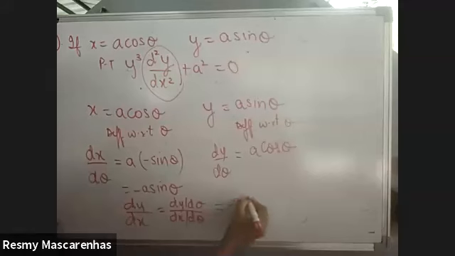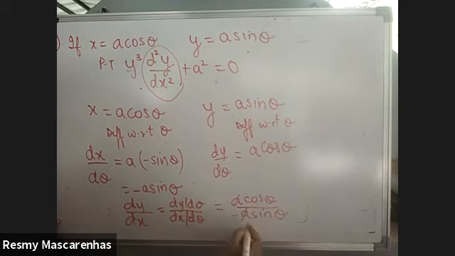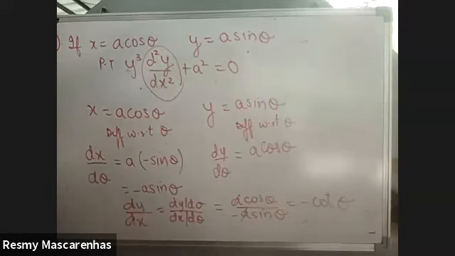So a cos theta upon minus a sin theta. a and a will cancel. So what we'll get is minus cot theta. Okay, answer will get as minus cot theta. So this is the first step to find dy by dx. Anybody has doubt?